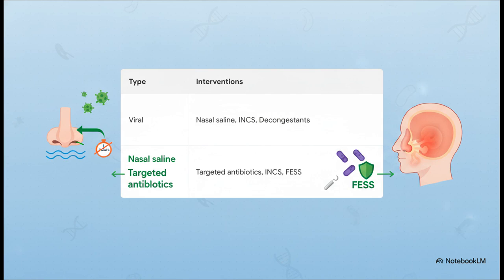For the vast majority of your patients, remember, that's the viral or symptomatic group, treatment is focused entirely on supportive care. This means recommending nasal saline irrigation, initiating intranasal corticosteroids like fluticasone for a duration of 2 weeks or more, and utilizing oral or topical decongestants. But crucially, use those for 5 days or less to avoid rebound congestion.